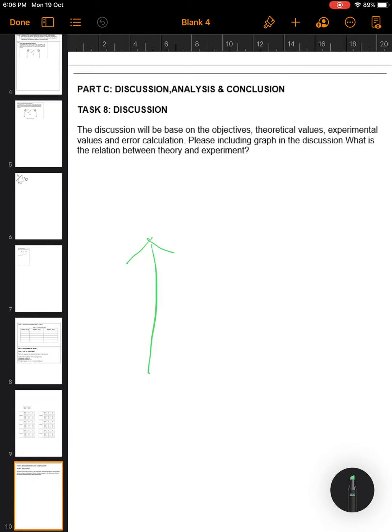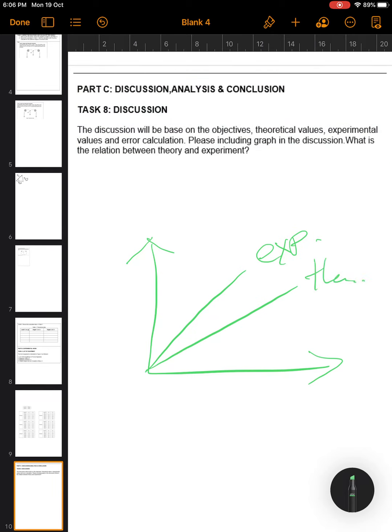So what kind of graph will you be using? Okay, in this data you have one set of experimental data and another set of theoretical data. So for your x and y, your x-axis will be mass and your y-axis will be your data. Okay, so all the best.